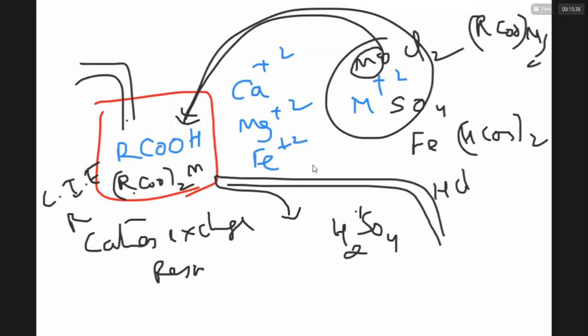Cation exchange resin will take Fe²⁺, it becomes (RCOO)₂Fe, and gives H⁺. What happens to HCO3⁻? The HCO3⁻ will take H⁺ and become carbonic acid.